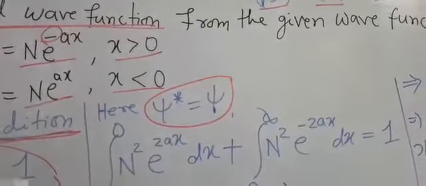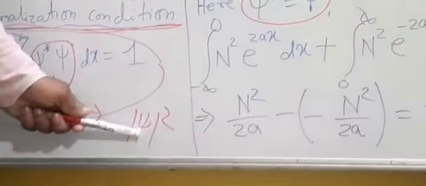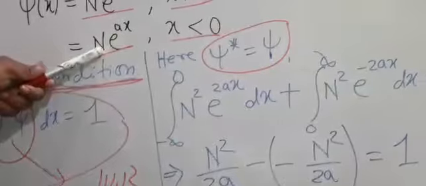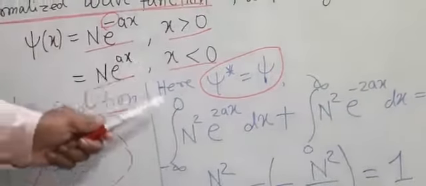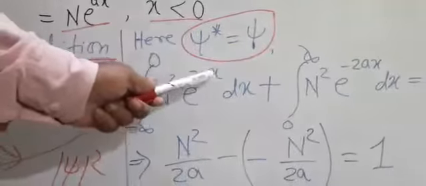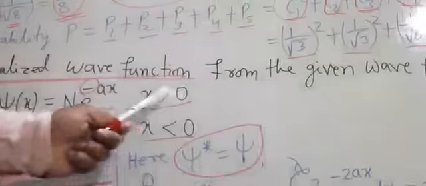So the wave function value is n e to the ax. As per the case, you have to write psi square. Psi square means what? N square e to the power 2ax. So n square e to the power 2ax dx. So it is the first one. Second part is your x greater than 0. X greater than 0 means what? 0 to infinite.